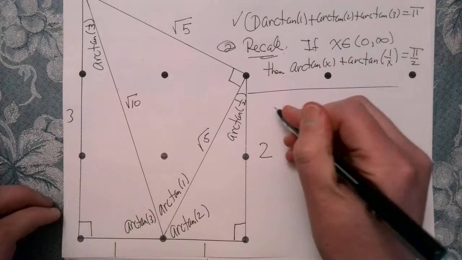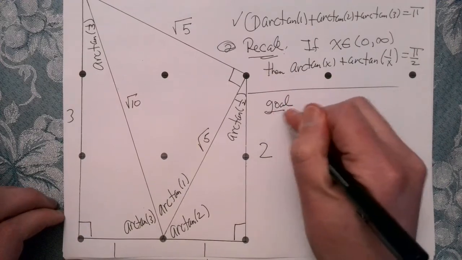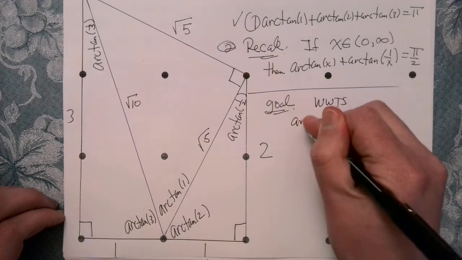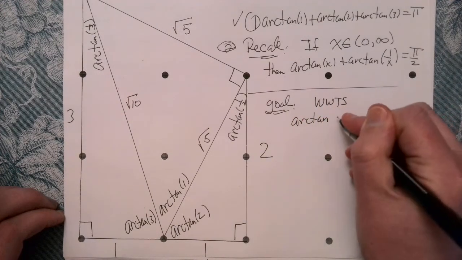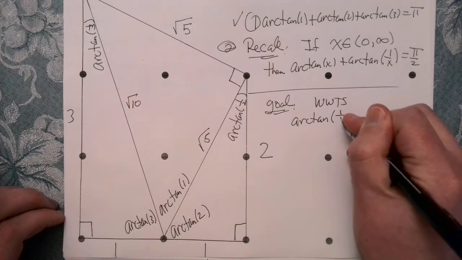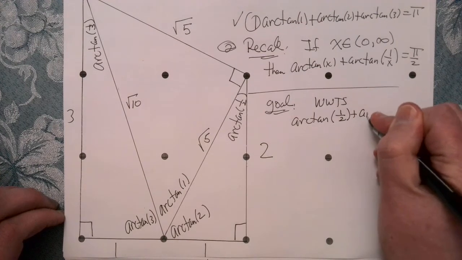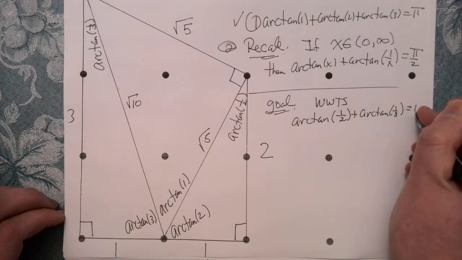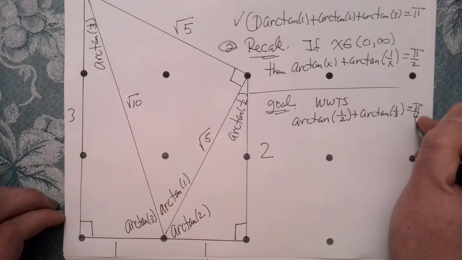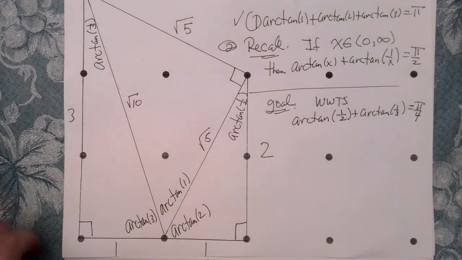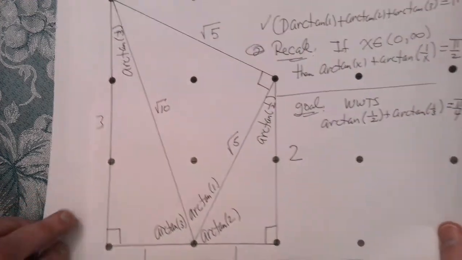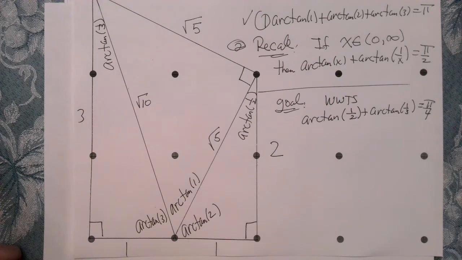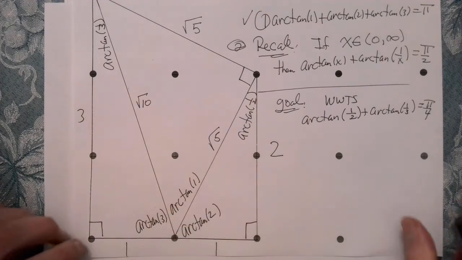Okay, so goal: we want to show that the arctan of a half plus the arctan of a third is pi over 4. And we're going to do that using 1 and 2. After we do that, maybe you should pause the video and see if you can find a purely geometric argument for that.